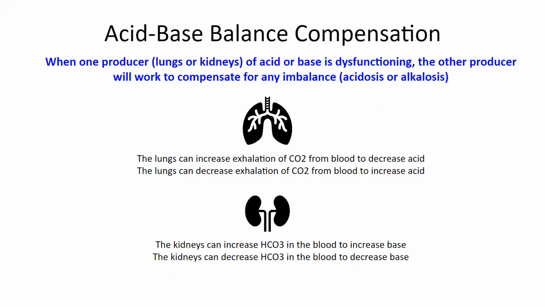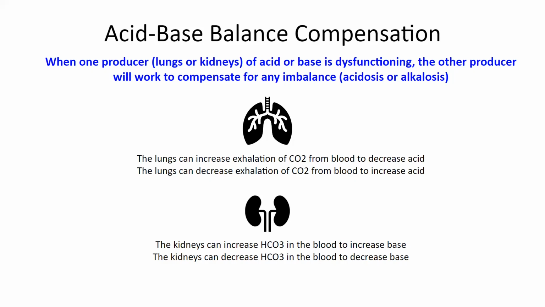Chemicals and buffers in the blood are always working to keep the acid and base balanced and within the normal range. When they're not able to maintain a normal pH, the kidneys or lungs will work to compensate for that imbalance. When one producer of acid or base, lungs or kidneys, is dysfunctioning or not able to maintain a normal pH, the other producer will work to compensate.